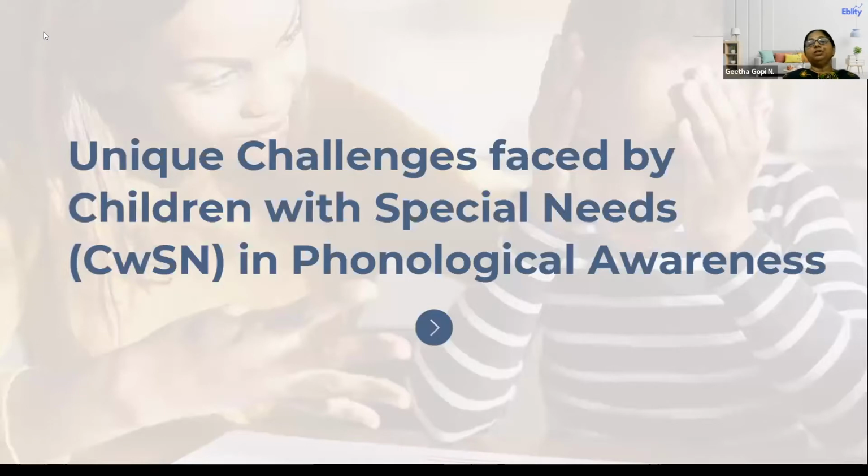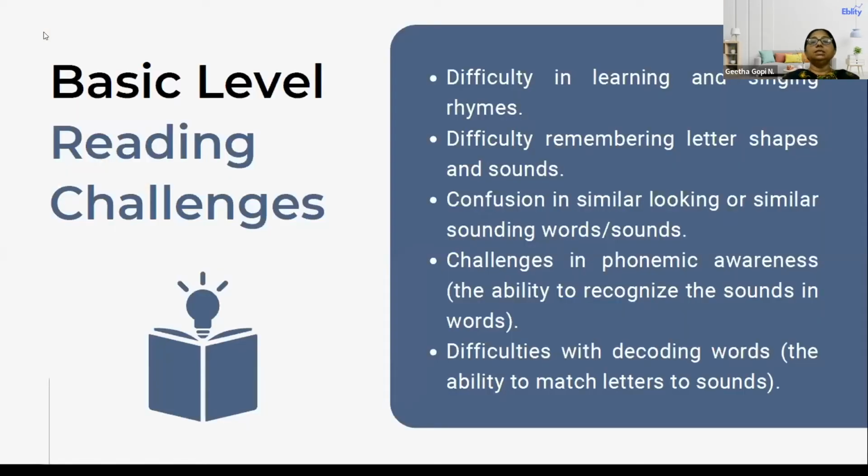Now, let's look at the unique challenges faced by children with special needs with regard to phonological awareness. Some of the most commonly seen challenges, especially in the early stages, are difficulty in learning and singing rhymes. So this is kind of a red flag indicator. If they're having difficulty even in just orally learning and singing rhymes, that could be an indicator of possible reading difficulties later on. Difficulty remembering letter shapes and sounds.